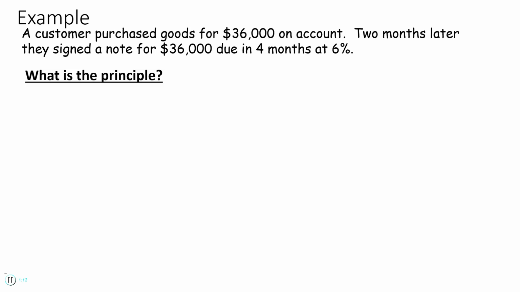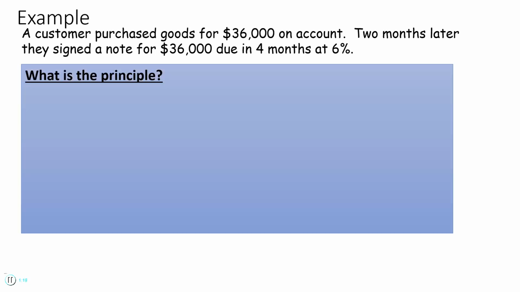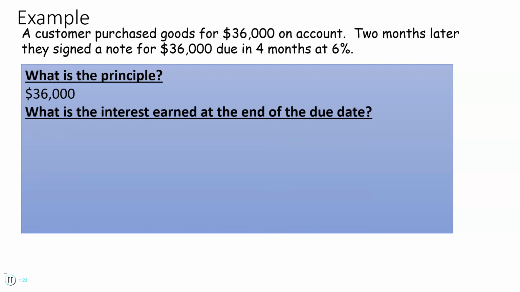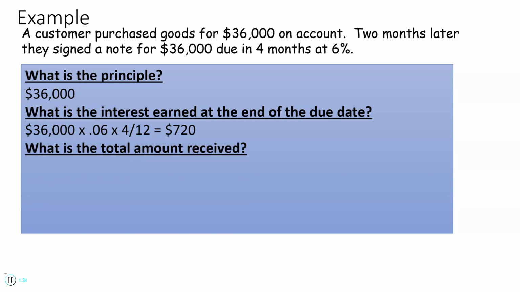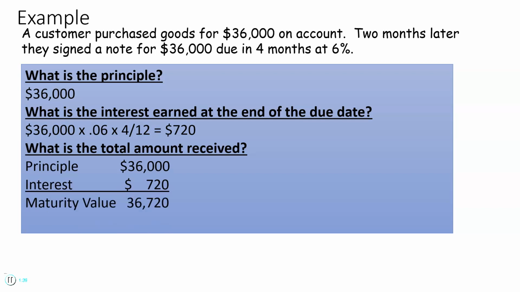A customer purchased goods for $36,000. 2 months later, they converted it to a note due in 4 months at 6%. So the original amount is $36,000. That's called the principal. The interest earned is going to be $36,000 times 6% times 4 divided by 12, because it's only for 4 months. The total amount received is the principal plus the interest, and that's called the maturity value. What is the note amount at the end of the period?